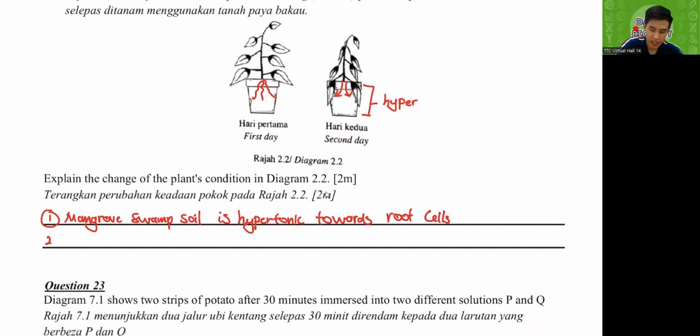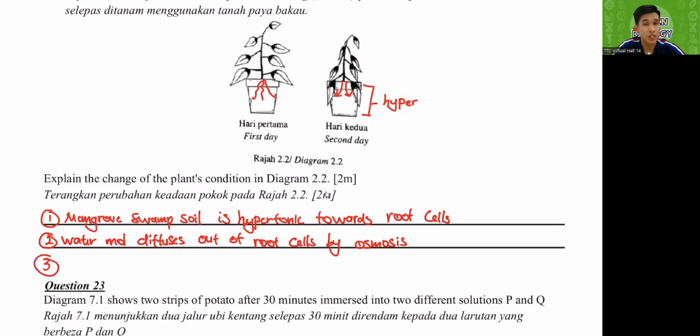Then, same as before: water molecules diffuse out of root cells by osmosis. And lastly, the condition. Even though it's only 2 marks, we still mention it.